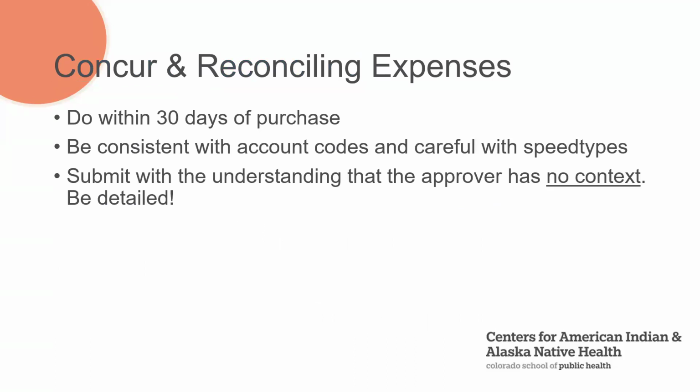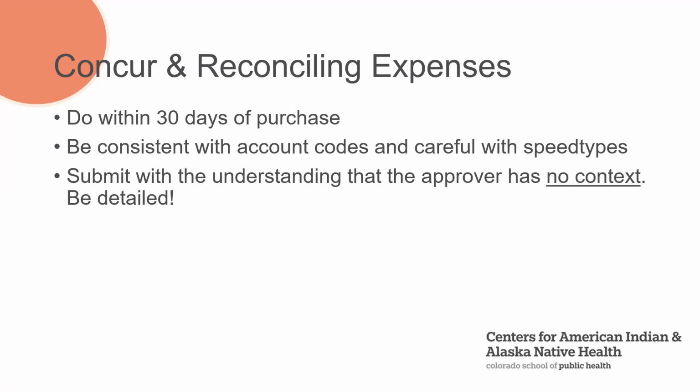So for both employees and non-employees, like I said, remember to reconcile within 30 days and make sure that you are being consistent. And this is not just with travel, this is with all expenses, that you're being consistent with account codes and careful with speed types. If you're purchasing the same field supplies every single month, then you want to make sure that you're using the same field research supply account code every single month and not switching it based on what you think is right each month. So make sure that you're being consistent, and that you're using the right speed type per project.